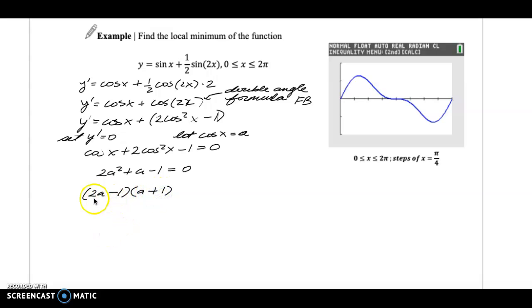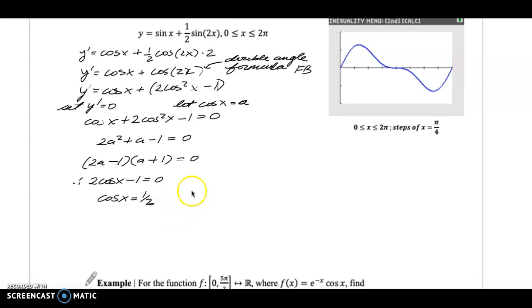There you go, done. So let's just double check. This times this produces this. This times this, it's a positive 2, but minus, we'll get plus a. Okay, so that works. Therefore, I just reintroduced what a is. So it's just cos x minus 1 equals 0. That means cos x is equal to 1/2. Or it's going to be cos x plus 1 is equal to 0. Cos x is equal to minus 1.